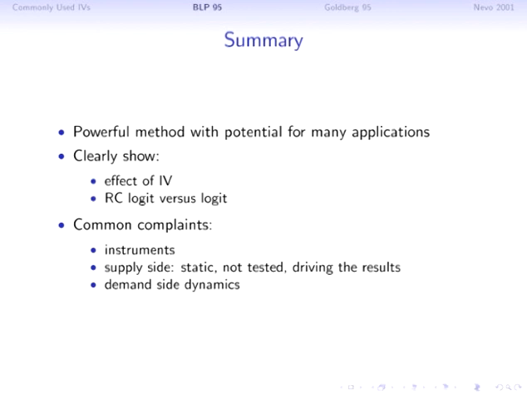Okay, so in summary, this is a very powerful method that's been used a lot since. Looking back, it's easy to see this. And it clearly shows both the effect of instruments and the effect of random coefficients versus logit. If you talk to people, especially offline, you'd hear a lot of people love to complain about BLP, and they'll complain about the instruments. They complain about the supply side, that it's static and it wasn't tested and it's maybe driving the result.